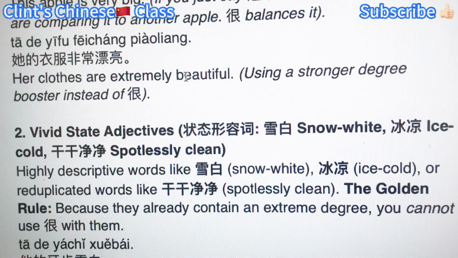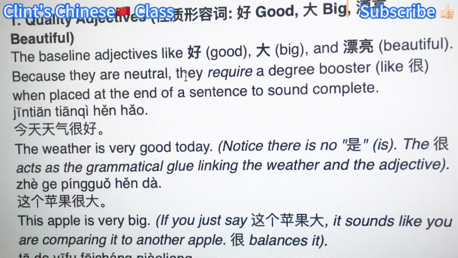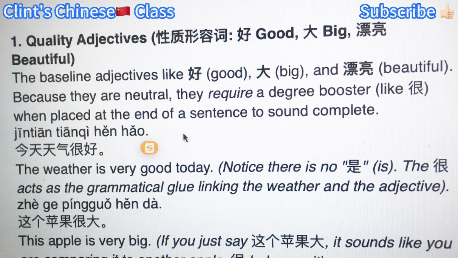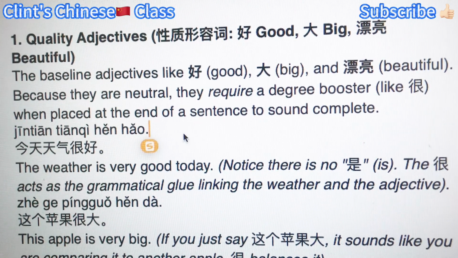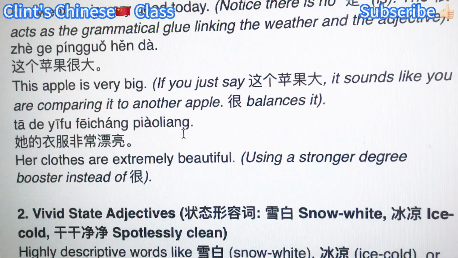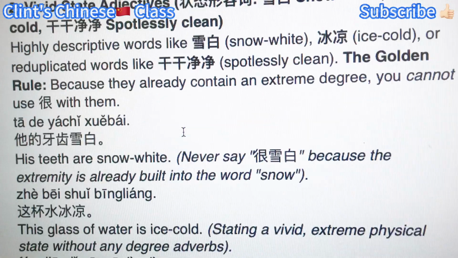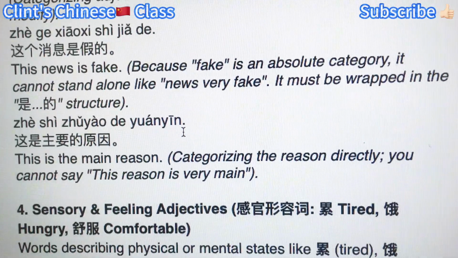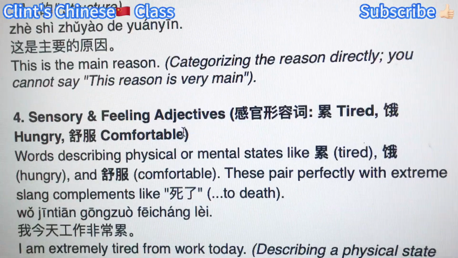So you learn things systematically and according to the categories, right? Then you will be able to use the Chinese vocabulary correctly, precisely, right? Quality adjectives, vivid state adjectives, and the categorizing adjectives, as well as feeling adjectives.